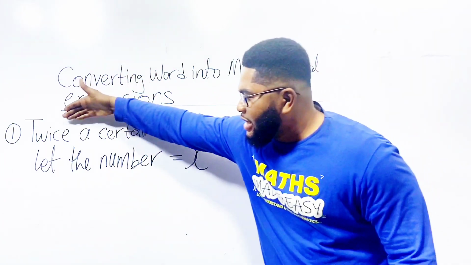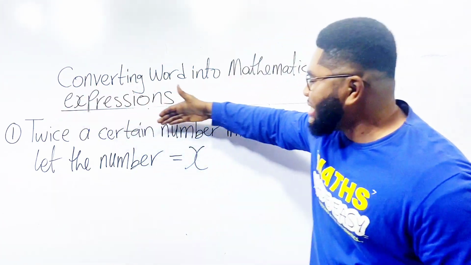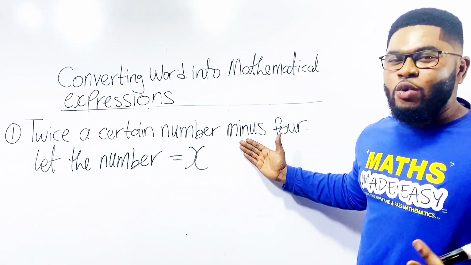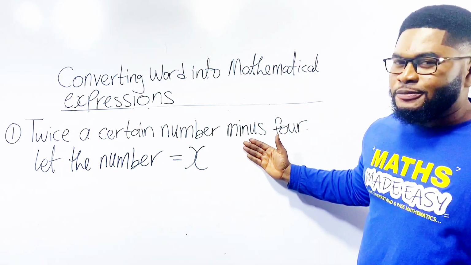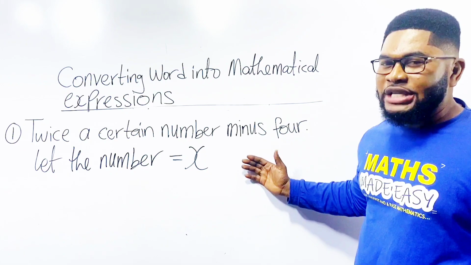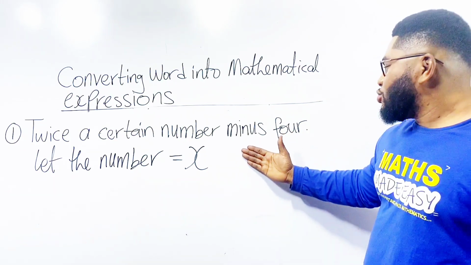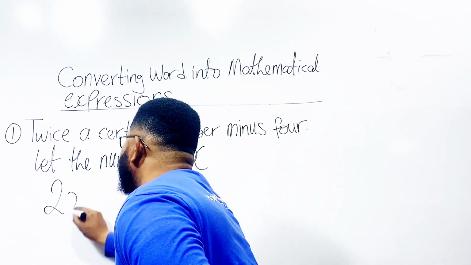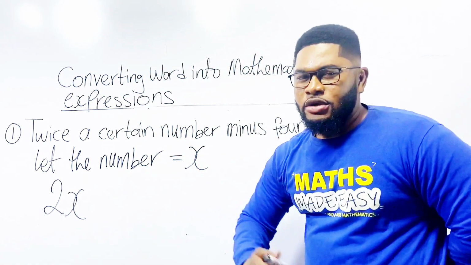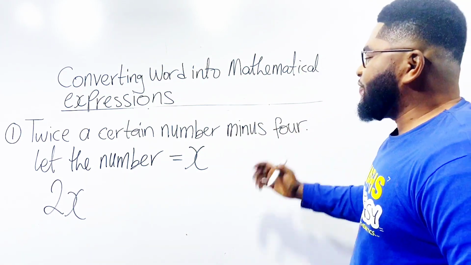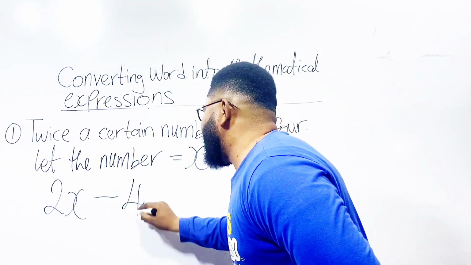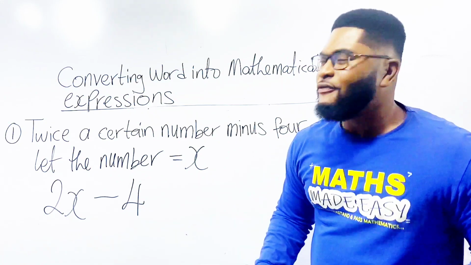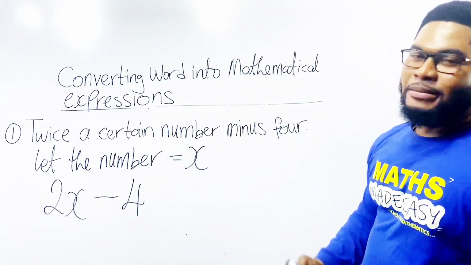So look at this again. Twice, which means 2 times a certain number. Minus is a word for subtraction. We talked about subtraction words. Minus is also part. So minus 4. So it becomes twice a certain number, that is 2 times x, which is 2x. 2 times x is 2x, minus the number 4. So 2x minus 4 becomes the mathematical expression for twice a certain number minus 4.